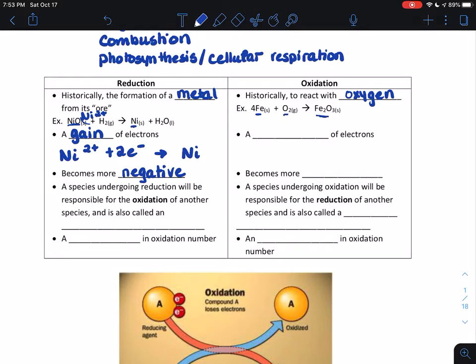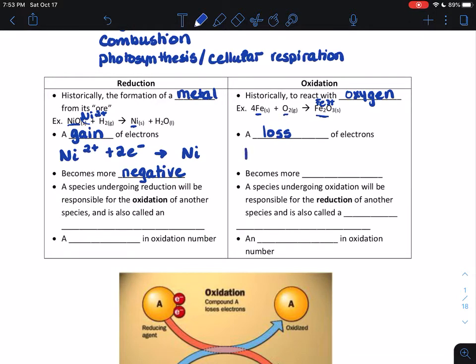Here, again, I'm interested in the iron. I'm not interested in the oxygen. And you can see that my iron went from no charge. And if you take a look at the charge here, it's actually 3 plus. So you can see that we had a loss of electrons.